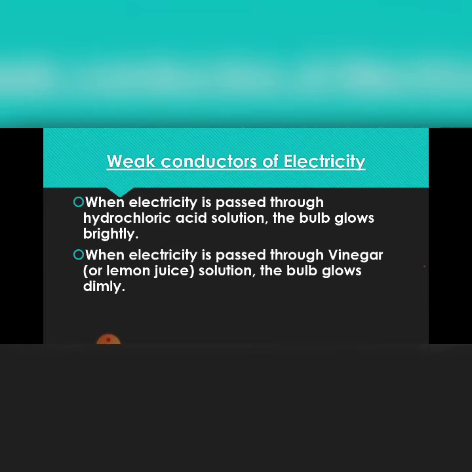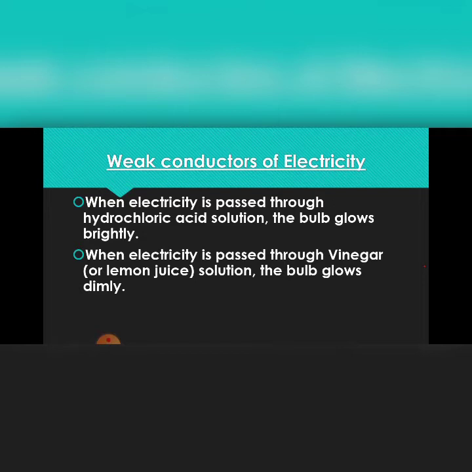You have seen that when we test hydrochloric acid solution, the bulb glows very brightly. We have used an LED bulb. An LED bulb glows even if a small electric current passes through it. But if, in place of the LED bulb, we had used a torch bulb or yellow bulb, that means a filament type of bulb, then also it would glow brightly, because hydrochloric acid solution is a strong electrolyte.